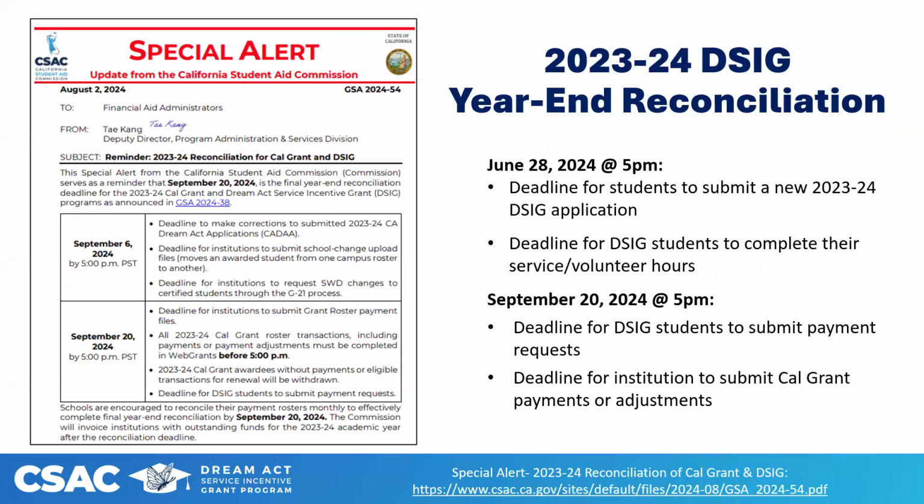So this special alert is from August 2nd. This is reminding educators of upcoming DSIG deadlines that correspond with closing out the academic year. Students have until June 28th to submit a DSIG application and to complete their DSIG service hours. However, we have confirmed with the DSIG team that they will accept them for up until June 30th. Our second deadline date right here is September 20th. This is the deadline for DSIG students to submit a payment request, as well as the deadline for institutions to submit Cal Grant payments or adjustments. So in the midst of all these deadlines, we just want to have you reach out to your students to remind them to wrap up any of their DSIG hours and submit any pending payment requests before these deadline dates.